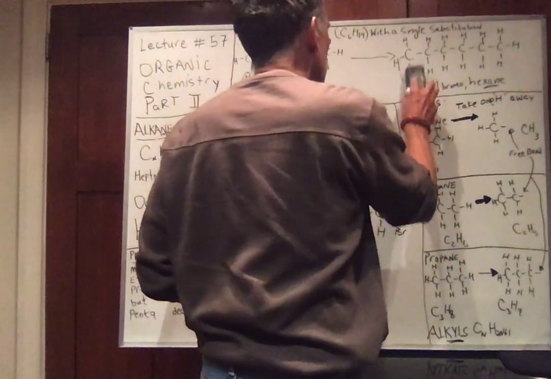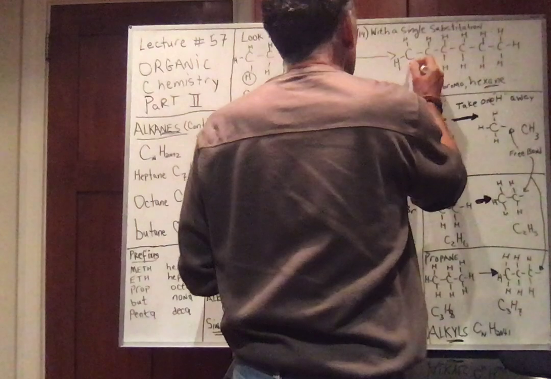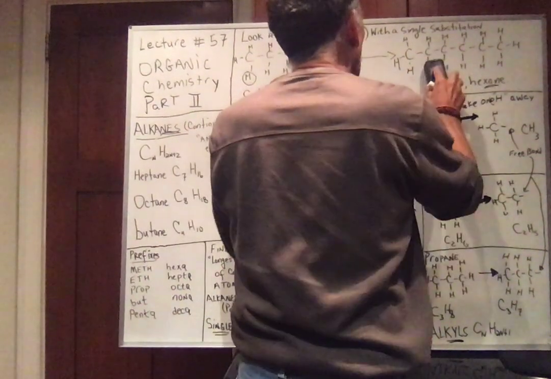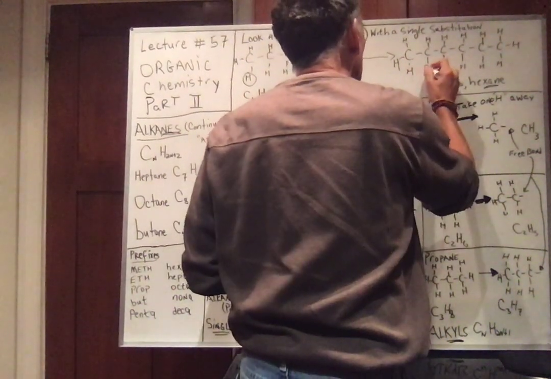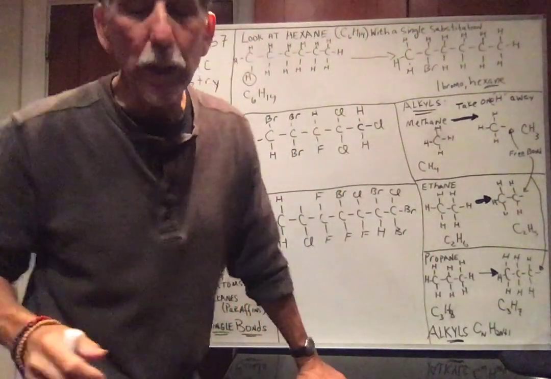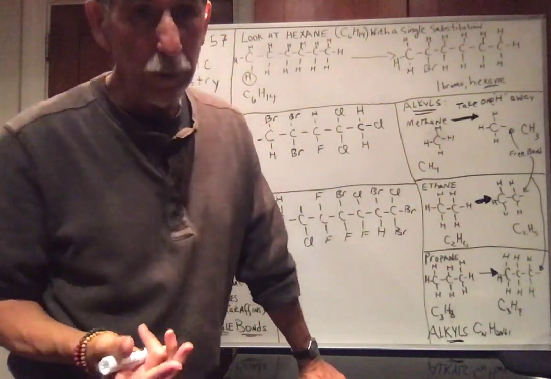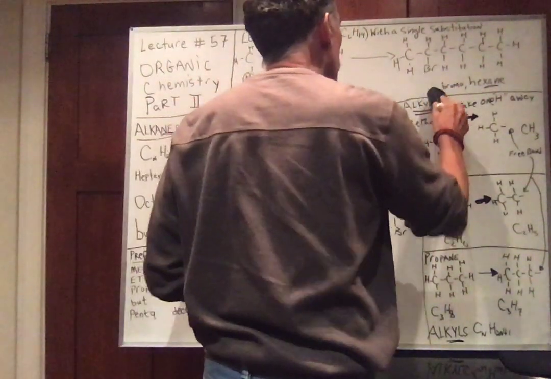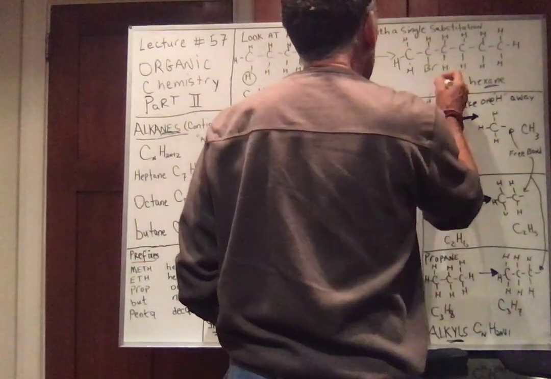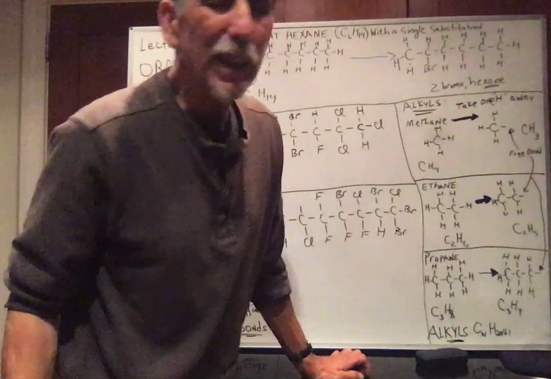Watch this. If I put an H there, and on the second carbon I put a Br, can you guess what the name of this would be? This would be 2-bromohexane. And you say, so who cares?